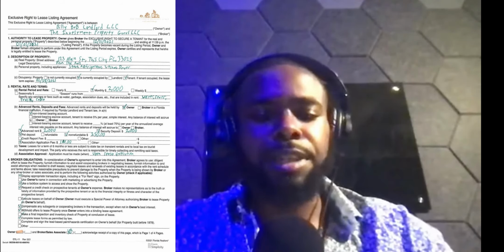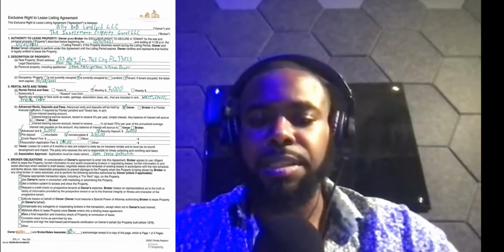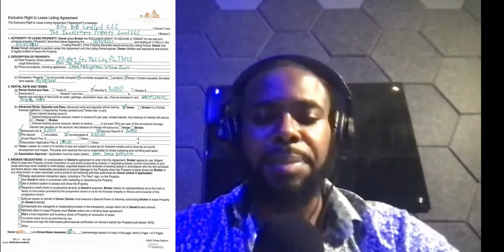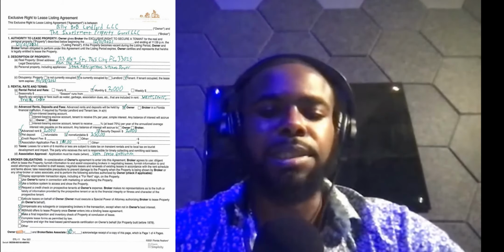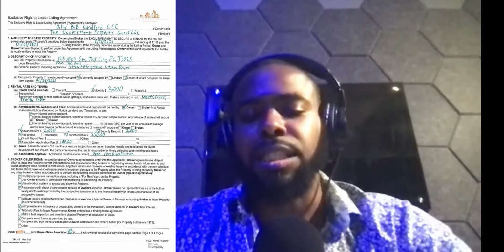I don't include a credit report fee because I'm not personally running your credit, and the landlord is not paying it. The tenant pays that, so I leave that blank. Association fee: if the property is in an association and there is an application fee for it, this is where you put it. I put 100 here because more often than not they are 100. But again, only if there's an association are you going to check this off.